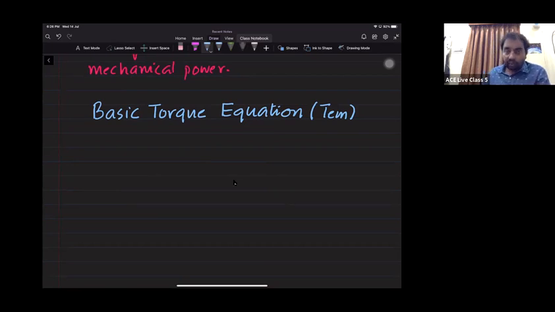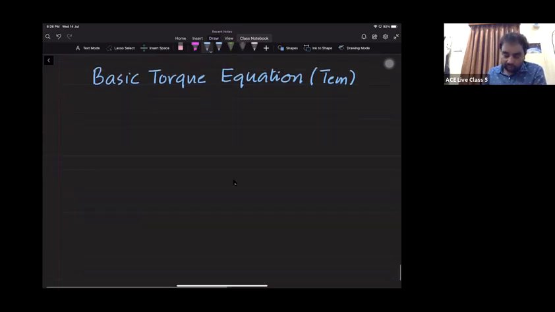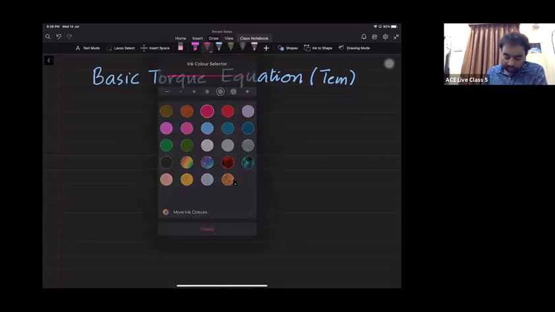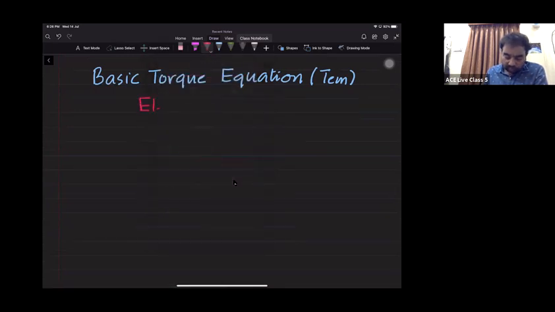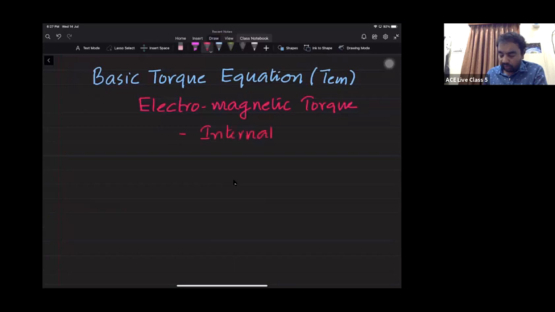So it is the basic torque equation. Otherwise it is also called the electromagnetic torque, the magnetic torque, or the internal torque. These are all the names given to this torque. It is the torque which is responsible to twist the rotor. The external torque is the torque which is available for twisting the load. So these two torques cannot be the same.